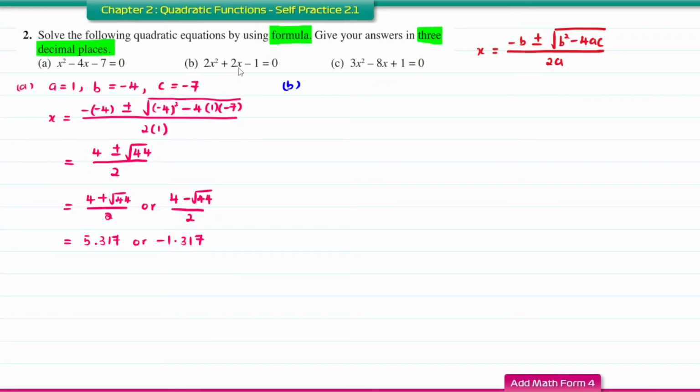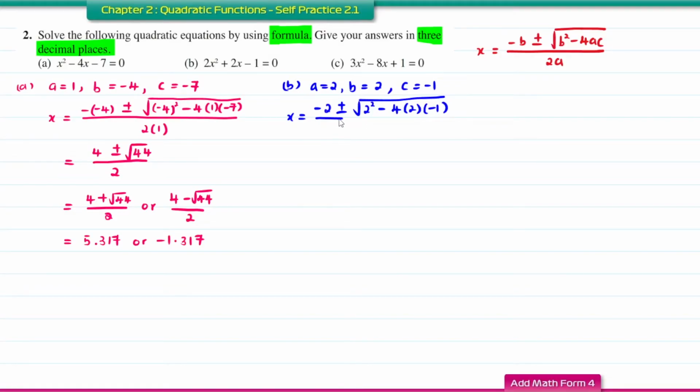For question B, so 2x squared plus 2x minus 1 equal to 0 in general form. So a is equal to 2, b is equal to 2 as well, c is equal to -1. So substitute this into the formula. So negative, the b is just 2 plus minus square root. So b squared is 2 squared minus 4, a is 2, c is -1.